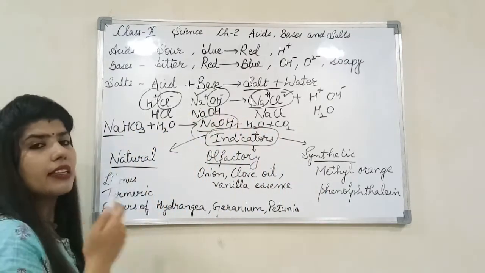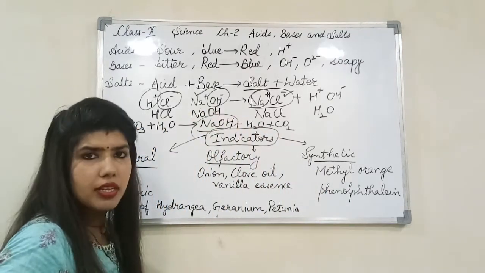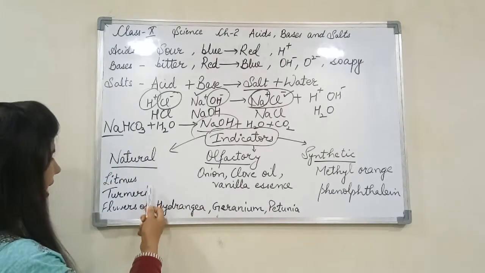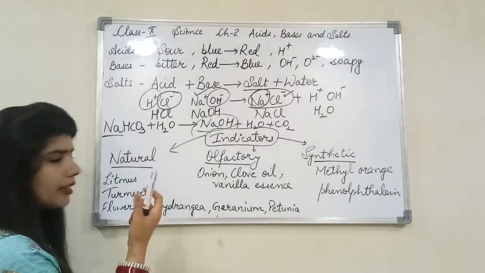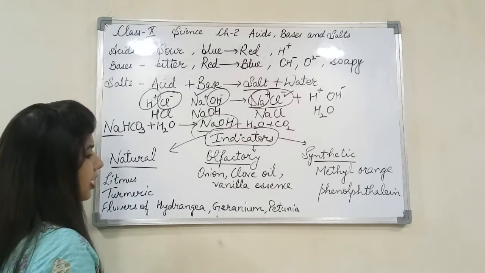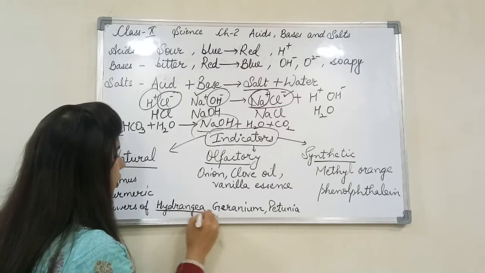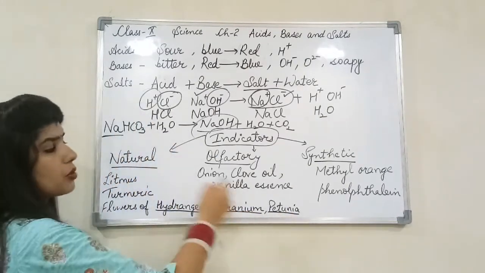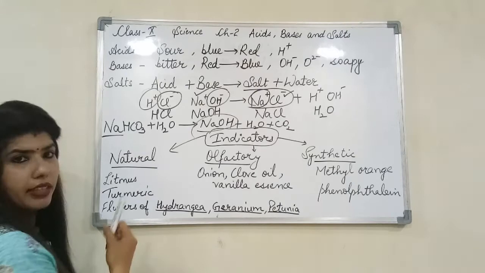Natural indicators are the indicators that we get from living organisms. Like litmus, we have turmeric. These are obtained from plants. Turmeric, you know very well, haldi. Flowers of hydrangea, geranium, petunia. It's important to underline because these are scientific names. Geranium, petunia. Flowers of these plants, these are living.